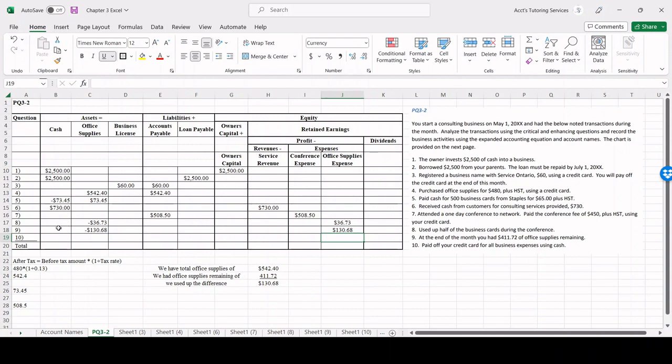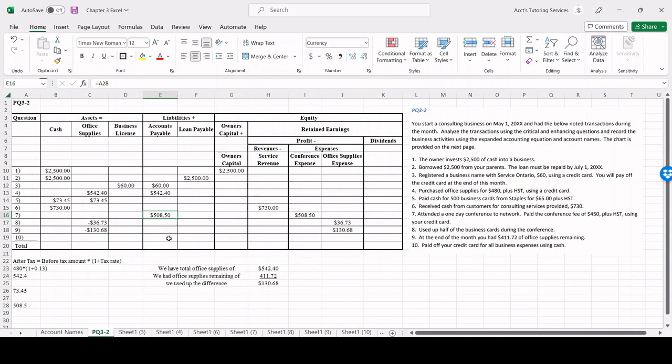So now the last transaction, paid off your credit card for all business expenses using cash. So now we're going to add up our entire credit card bill. So we spent $60 in transaction number 3. Register a business name with Service Ontario using a credit card. We spent $542.40 in transaction number 4. Purchase office supplies using a credit card. And in transaction number 7, we spent $508.50 using a credit card.